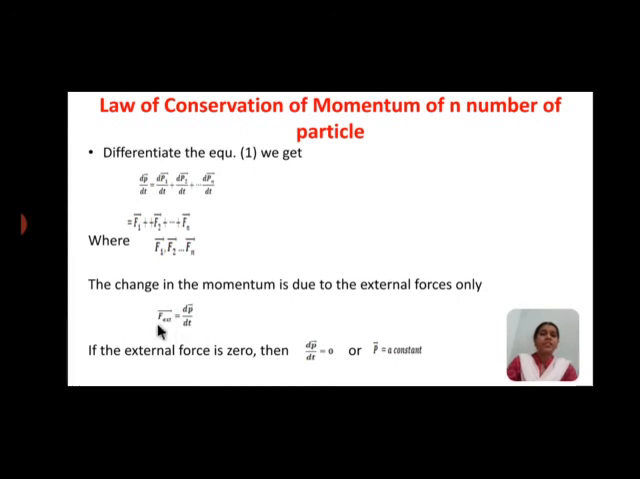Now if the external force acting on the system is 0, then dP by dt becomes 0, or else P becomes a constant. Thus the total linear momentum of the system of particles remains constant provided the external force acting on the system is 0. This law is known as the law of conservation of linear momentum. So in today's class we learnt about linear momentum and the law of conservation of linear momentum for a single particle, two particles and n number of particles. Next class we move on to another topic. Okay.